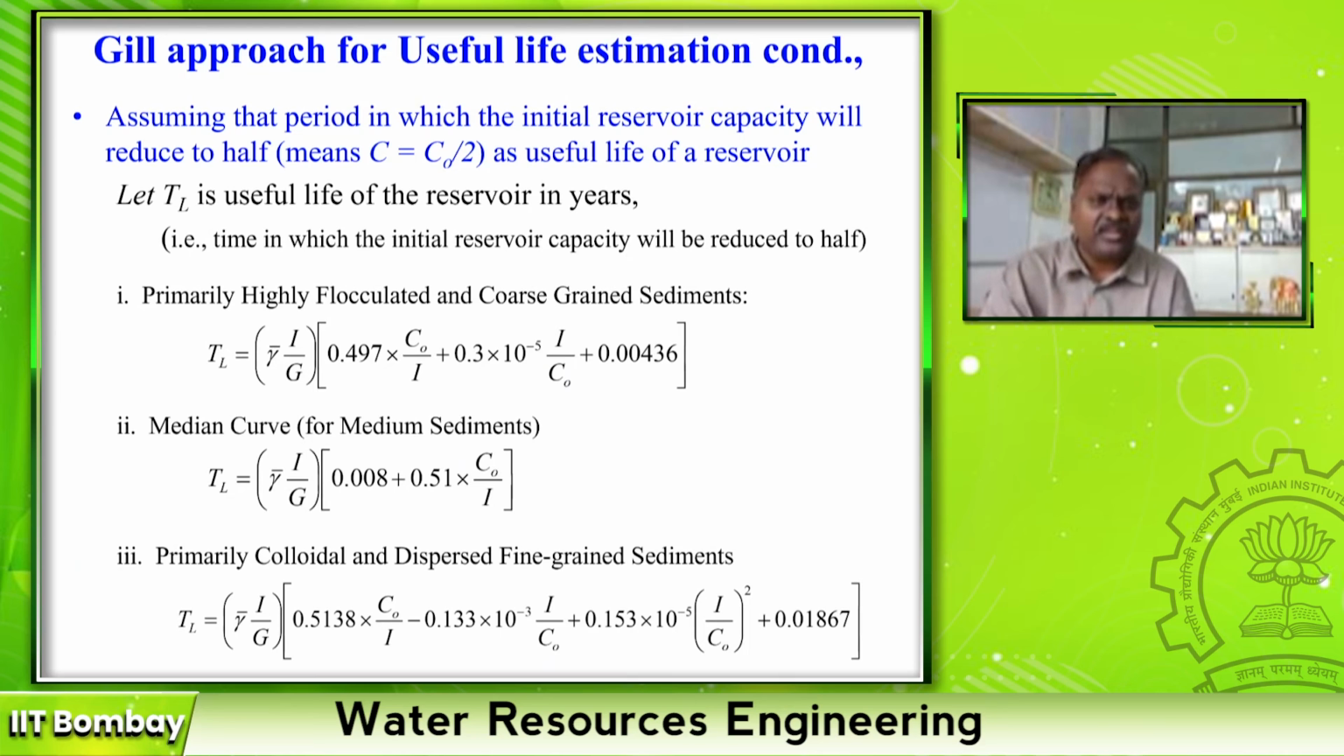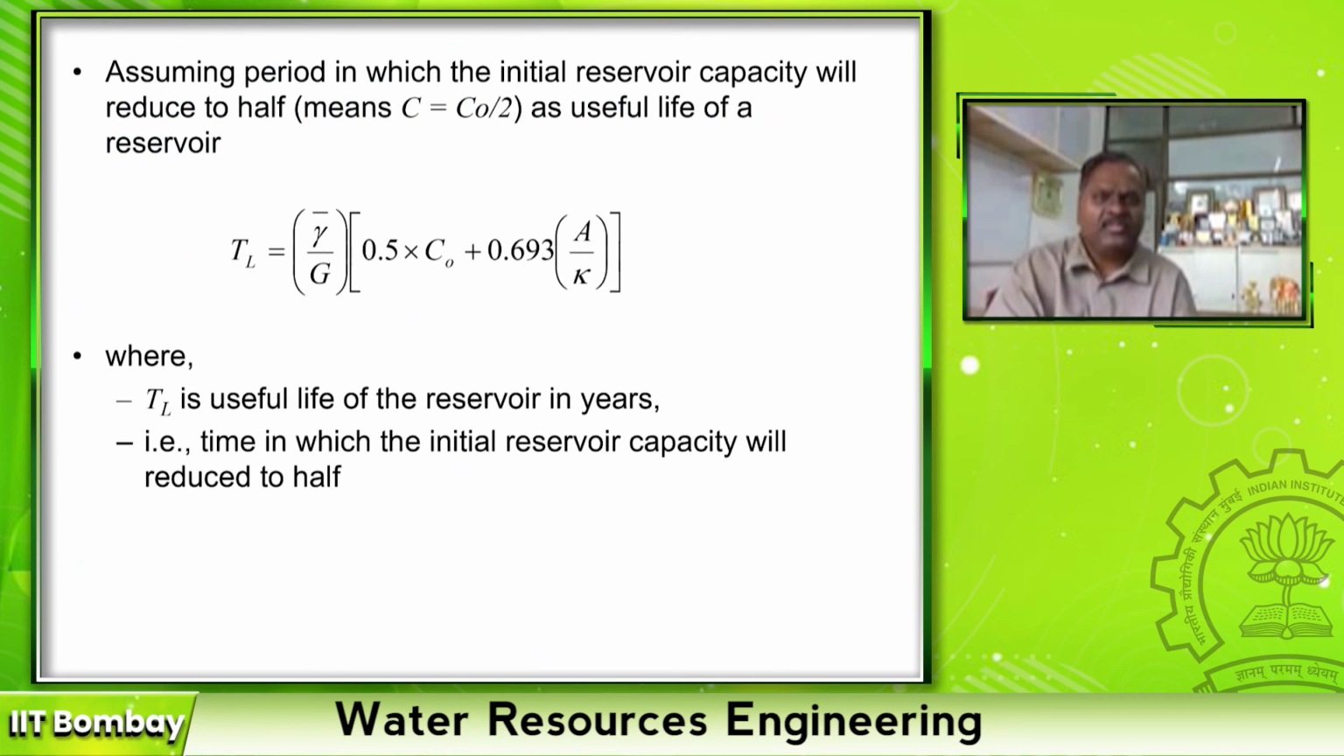These are all different characteristics, different trap efficiency or useful life given by Gill for different types of sediments. If the dam is having coarse sediments, what is the useful life? If it is having medium sediments, what is the useful life? If it is having colloidal sediments, what is the useful life? And finally, we also incorporated certain characteristics to estimate this. It's called Gill's method, right?